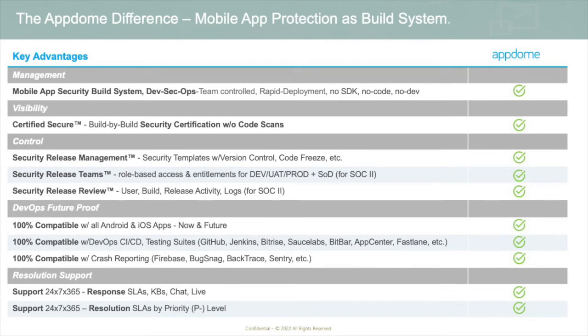Appdome believes that security and DevSecOps teams deserve the same visibility, management, and control over the security release process as the dev teams enjoy in other parts of the release cycle. Appdome offers cybersecurity and DevSecOps teams all the features the dev teams have and more. This includes a system of record to create, store, version control, and audit security releases across Android and iOS apps.